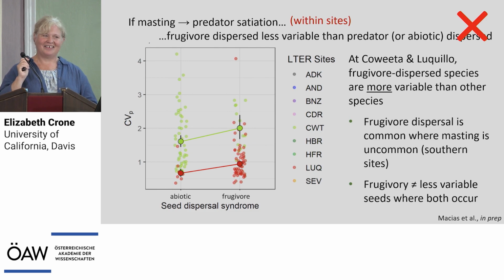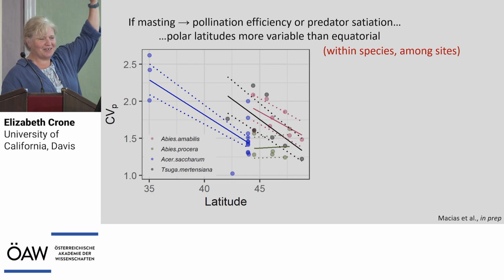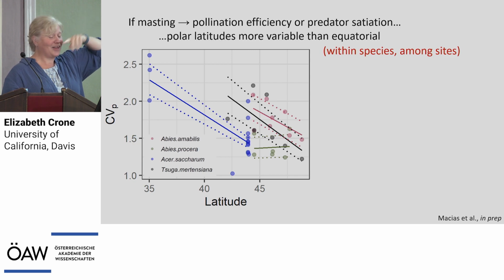Okay. Are we brave enough to test the third prediction? Well, I was. So if masting increases pollination efficiency or predator satiation, polar latitudes, that's bigger numbers, should be more variable than equatorial latitudes, that's smaller numbers. And these are only 4 species: sugar maples, which are near and dear to my heart, that go on the east coast of the US, from New England at the higher latitudes to South Carolina at the lower latitudes, and some conifers that occur in the set of sites in the western US.